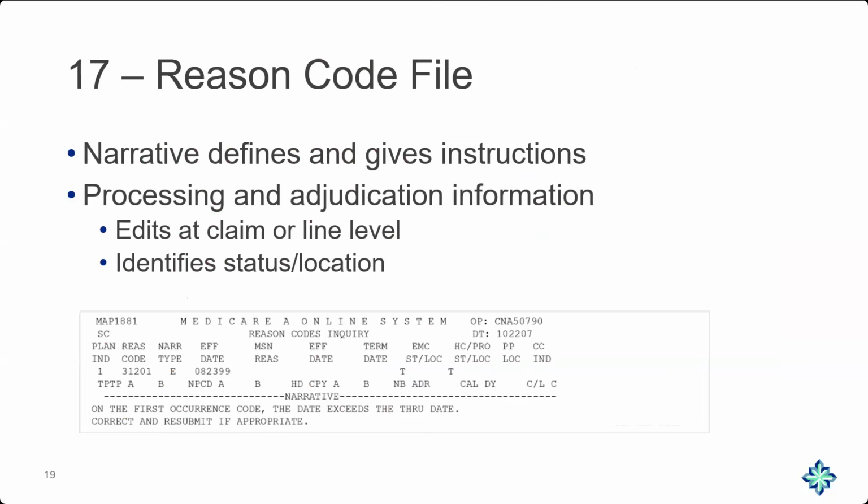This example, 31201, you see that reason code listed here. It indicates that there's an error with the date for the first occurrence code. You can see that it's set to RTP by the T status. And then we can also see that it is applied at the claim level, C for claim, L for line. So a lot of good information on this particular screen.